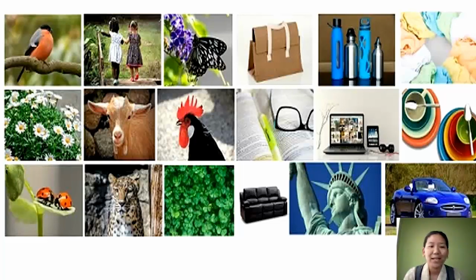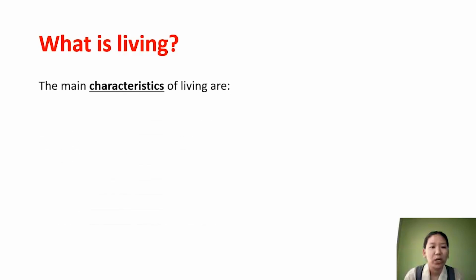There are certain characteristics which are present in living and which make them distinct from non-living, and we call them living. So from this we can tell what is living. To understand what is living, we have to understand the characteristics and features present in living organisms. Let us look at some of the characteristics found in living.